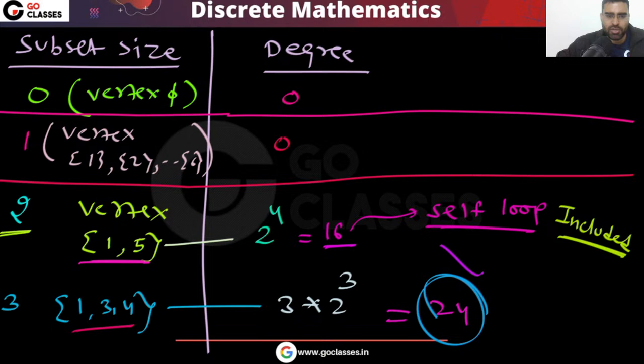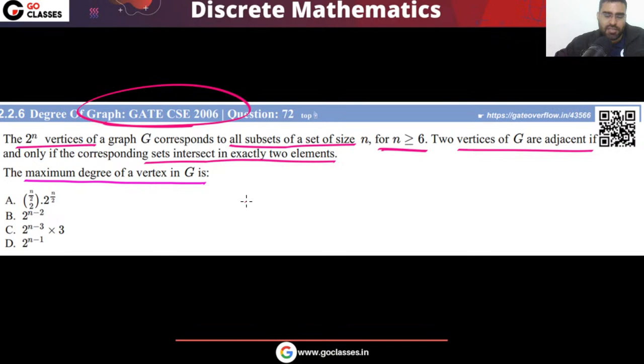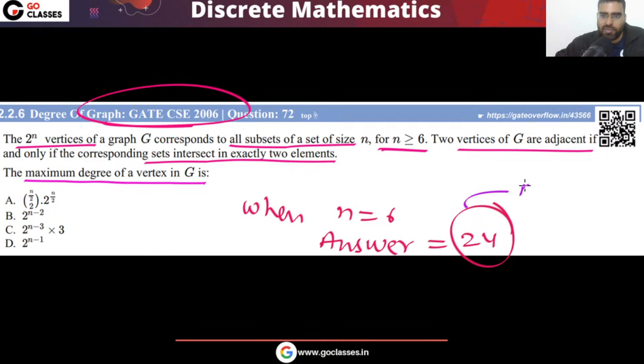So what have we done? We have seen that when n equal to 6, the answer is 24. This is the maximum degree that will be there. So which option is giving you 24 when you put n equal to 6? So this option is gone. This option is gone.